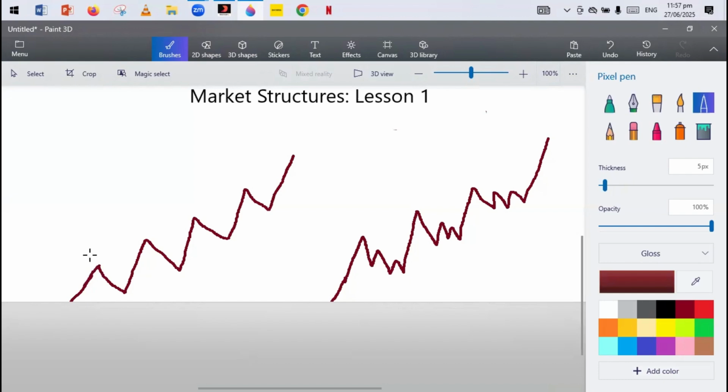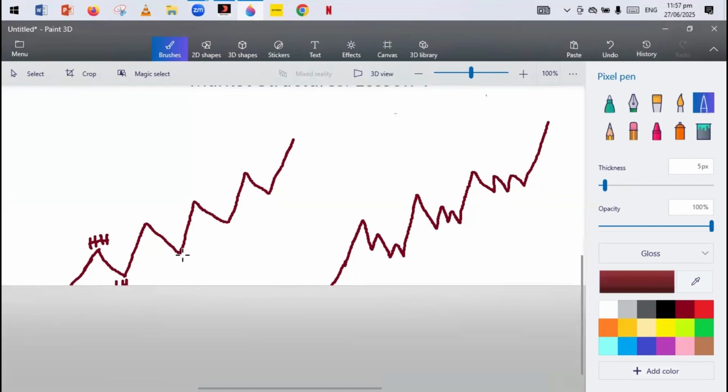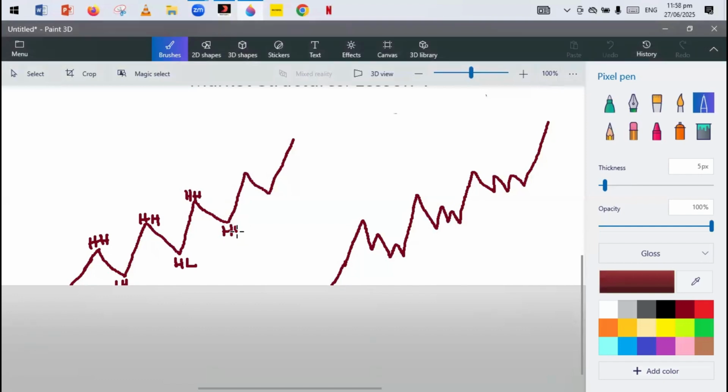So this is known as the higher high. In an uptrend, the market forms the higher highs, higher lows. We have the higher low, we have the higher high there, and then we have a higher high, higher high, higher low, higher high, and higher low.